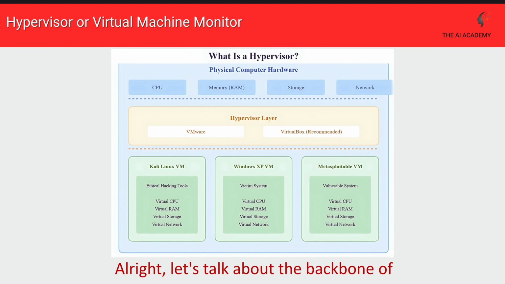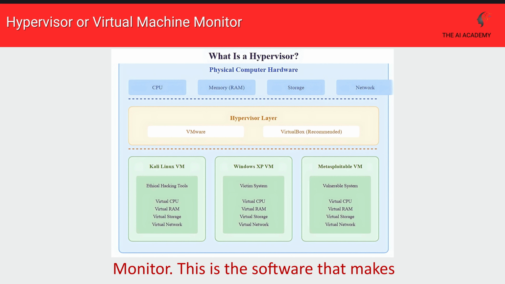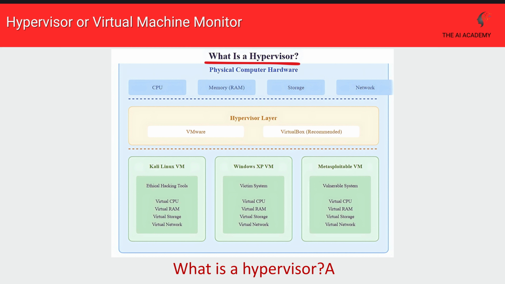Alright, let's talk about the backbone of your ethical hacking lab, the hypervisor, also known as the virtual machine monitor. This is the software that makes it all possible, allowing you to run multiple operating systems on your computer simultaneously. If you've ever wanted to use Windows, Linux, and other operating systems all at once, the hypervisor is the best option. What is a hypervisor?